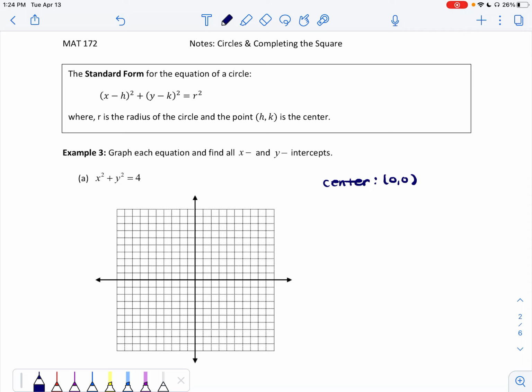Okay. Now the radius, we just take the square root of whatever our constant term is here. So in this case, the square root of 4 would give us a radius of 2. Okay.